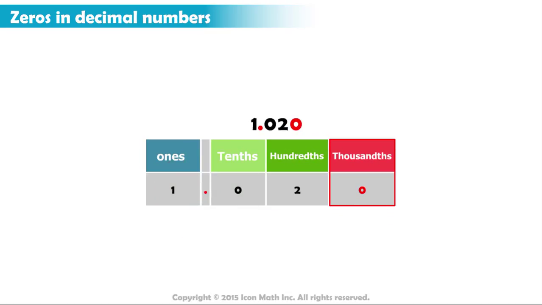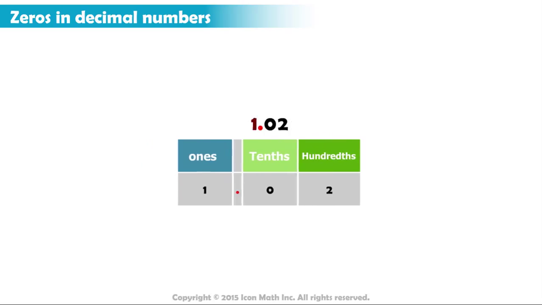Of course, this 0 means that we are not representing the thousandths place. So, really, we can actually just ignore it. It does not give us any additional value for the number. If we ignore this 0, we get 1 and 2/100, which is the same as the previous number at which we've been looking.